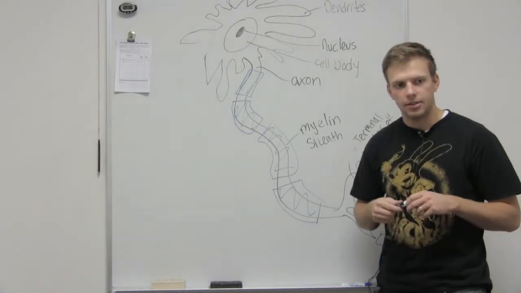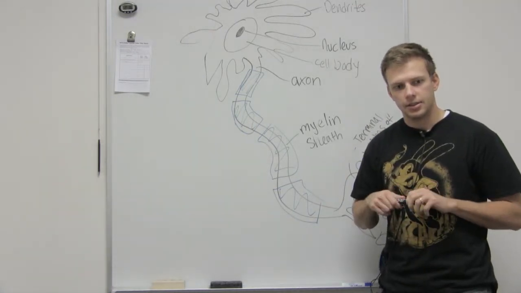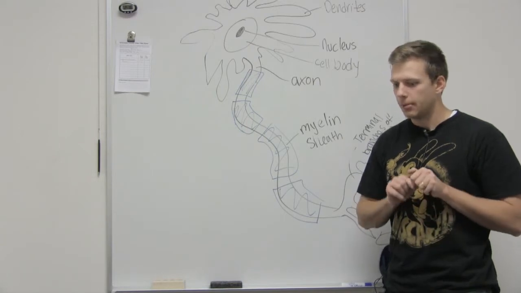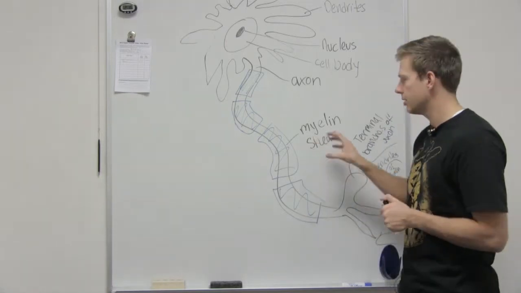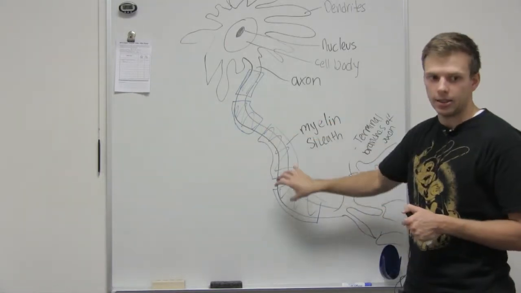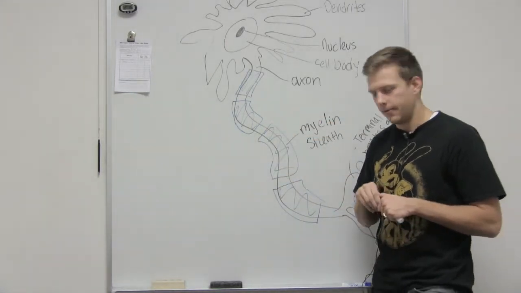Okay, and then what does the myelin sheath do? Does it store information? So the myelin sheath does not have anything to do with storing anything. The myelin sheath is strictly there just to protect the axon. Okay.